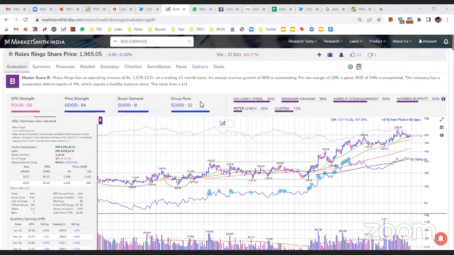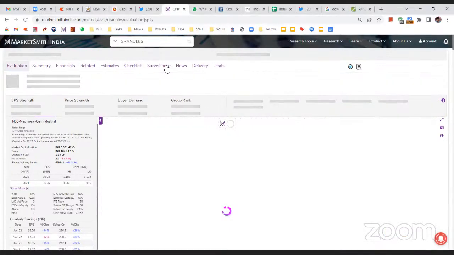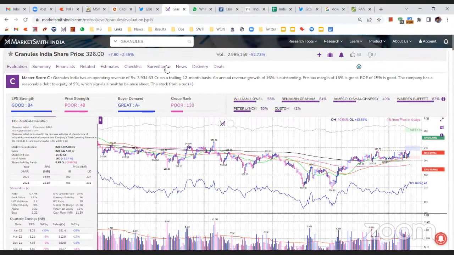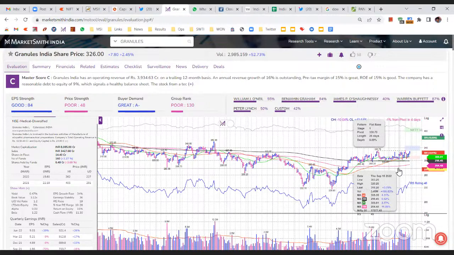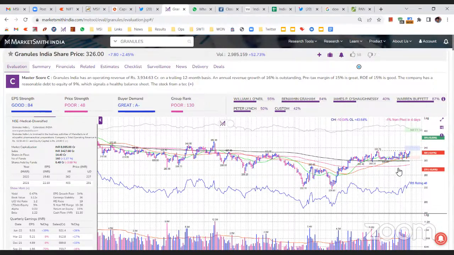The other we'll talk about is Granules. Overall, not a very conducive structure if we look at it in terms of price strength as well. In the last couple of months, the price strength has been improving. It's forming a flat base as well. But if you look at the off highs and even at the price strength, the stock is clearly not in momentum at the moment. On the EPS front, it's still fine, and the buyer demand is fine, but this stock is lacking price strength.